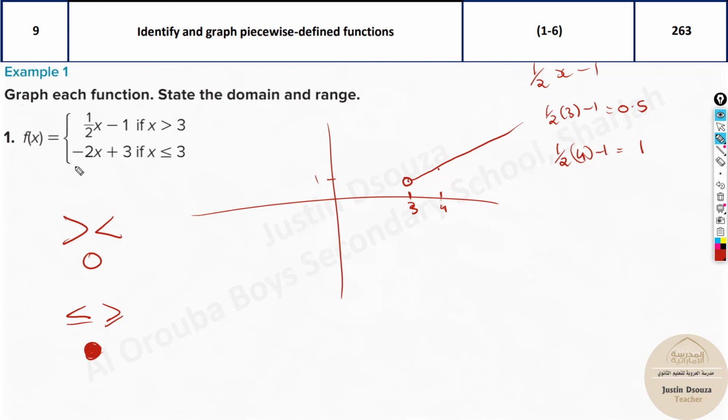The second part, how would it be? Here, minus 2x plus 3, right? So just substitute values of 3, 2 and less than 3. Anything, 2, 1, 0 and so on. So how would you do is minus 2x plus 3. Instead of x, I'll start with 3. Minus 6 plus 3, that is negative 3. Now this is the point somewhere over here, minus 3. I'll just make a point now.